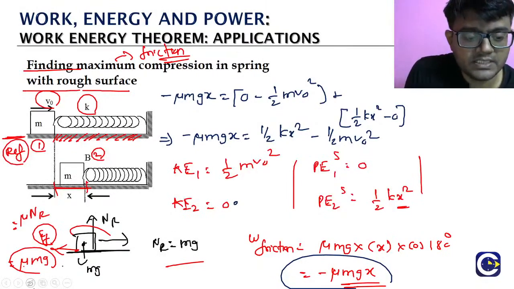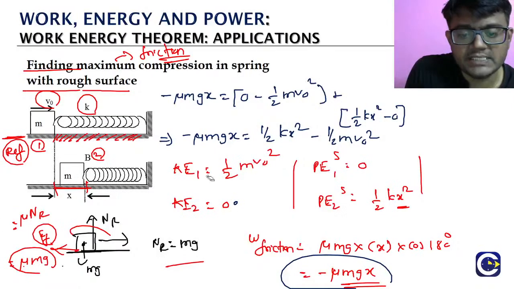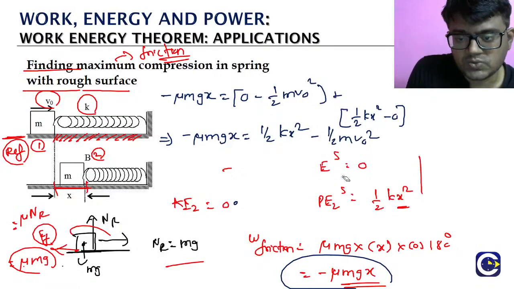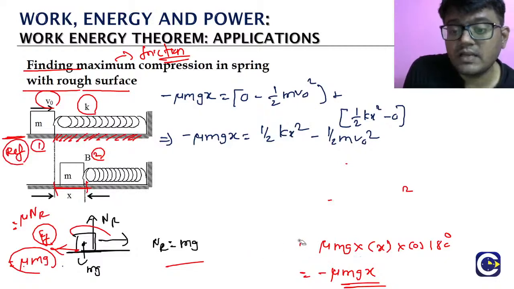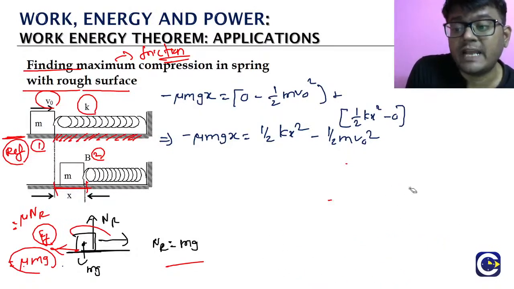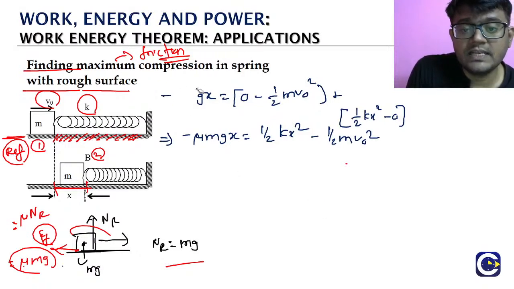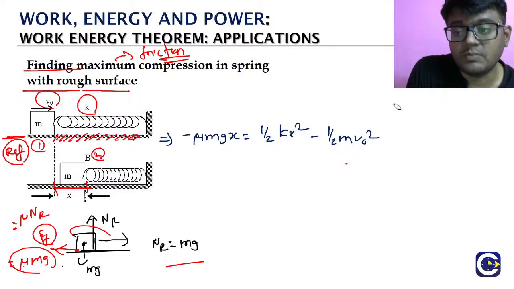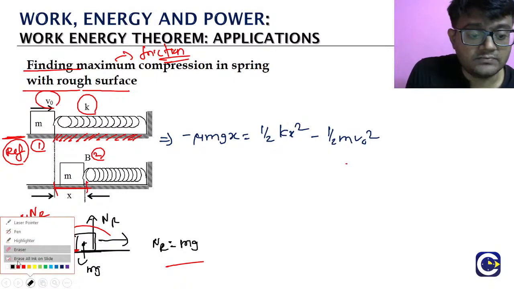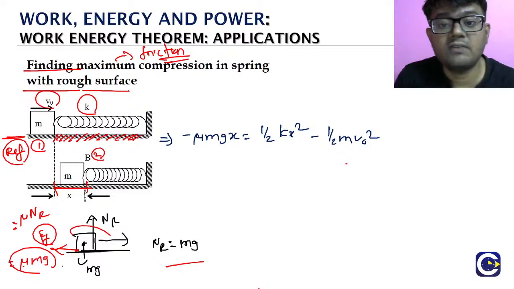Okay va, what comes? Minus mu mgx is equal to what? Half kx square minus half m v naught square. Here, we have not taken particular values, we have taken the parameters. So we are getting an equation in terms of the parameters. The parameter formula is what comes, look. We are having the equation in terms of what? mu, m, k, v naught. That representation is how we are getting the expression.